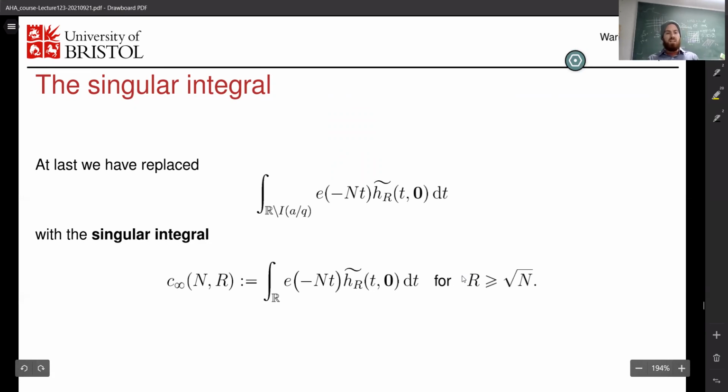Now you look at that and you see it doesn't depend on the major arc anymore. It doesn't depend on a over q or any of these b's or n's that popped up. It really just depends on n and r. And we are always assuming that r is at least square root of n, because we're trying to represent the number of ways to write n as a sum of squares.